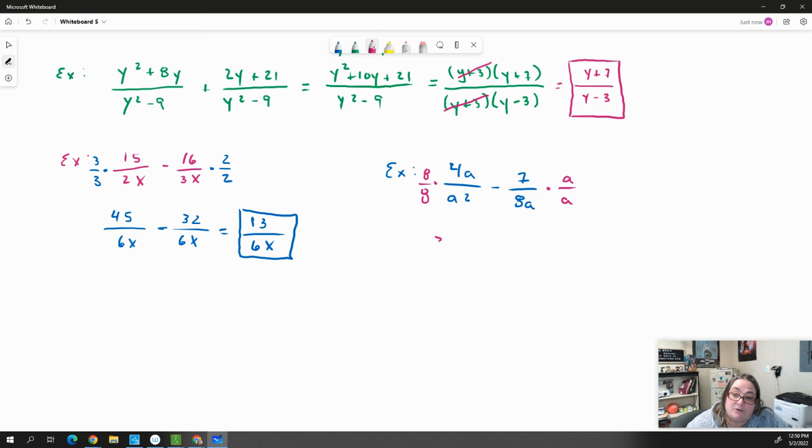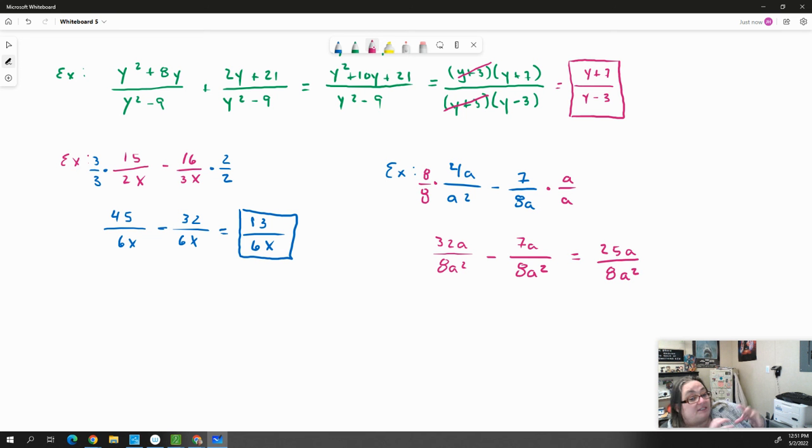8 times 4a is 32a. 8 times a squared is just 8a squared. Minus 7 times a, that's just 7a. And then we've got 8a times a, which is just 8a squared. So now we have common denominators, and all we have to do is our subtraction, right? So we're going to go 32 minus 7. Well, that's 25. So we're going to have 25a over 8a squared.